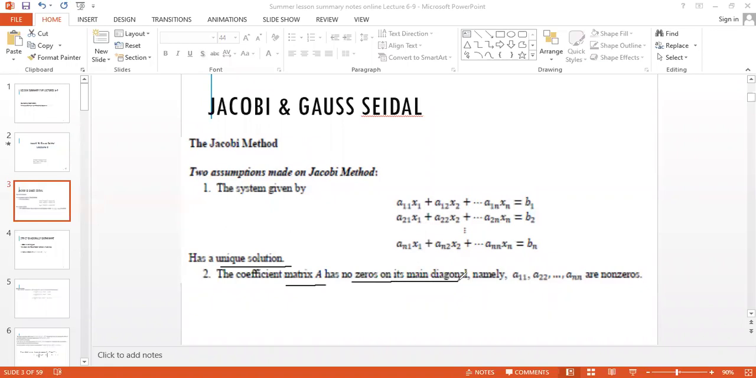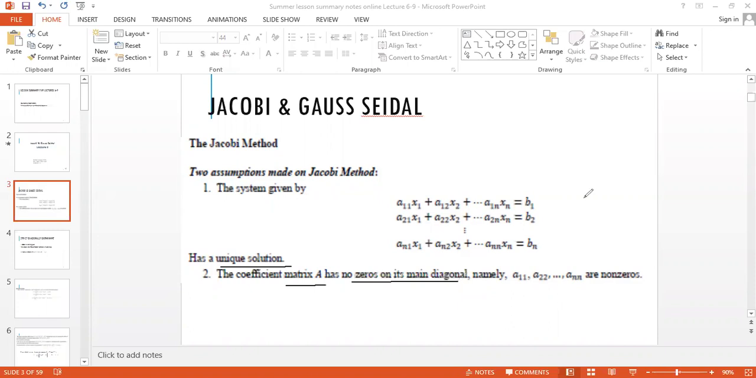So the elements on the diagonal of your coefficient matrix should not be equal to 0. There should be no 0. All the values A11, A22, A33, A44 should be non-zero. These are the two assumptions for the system.